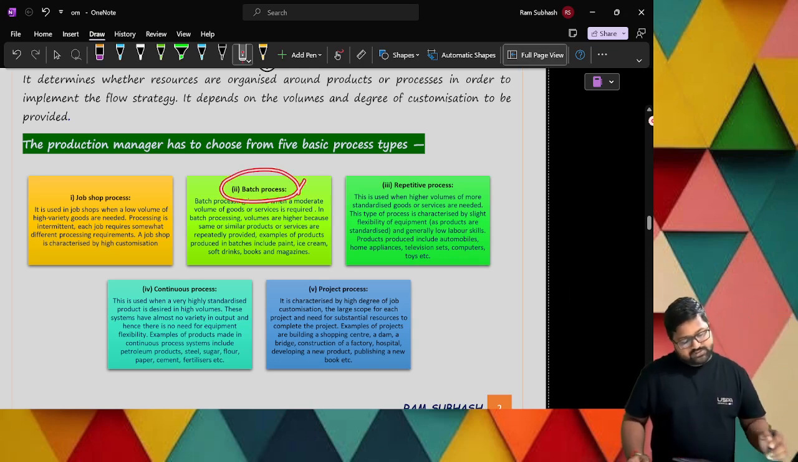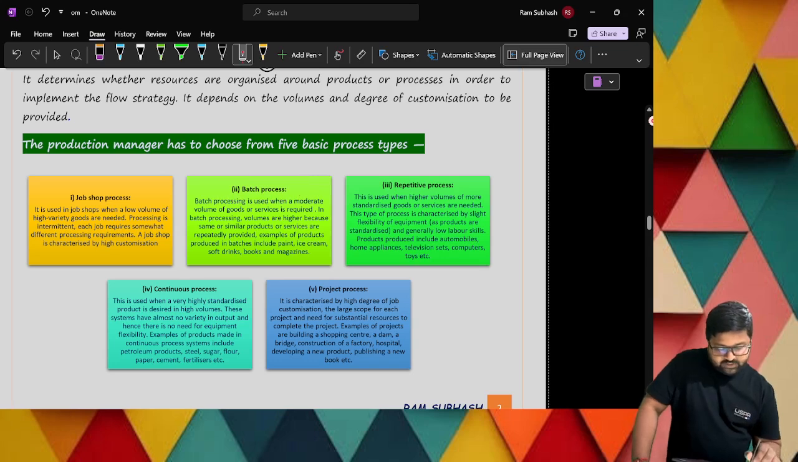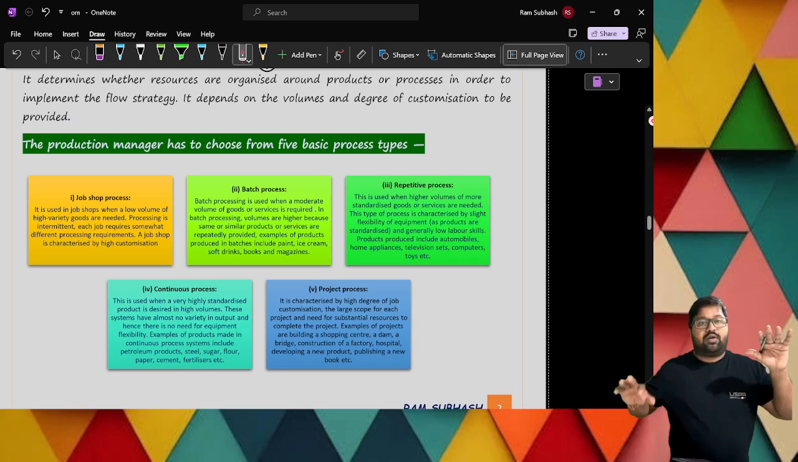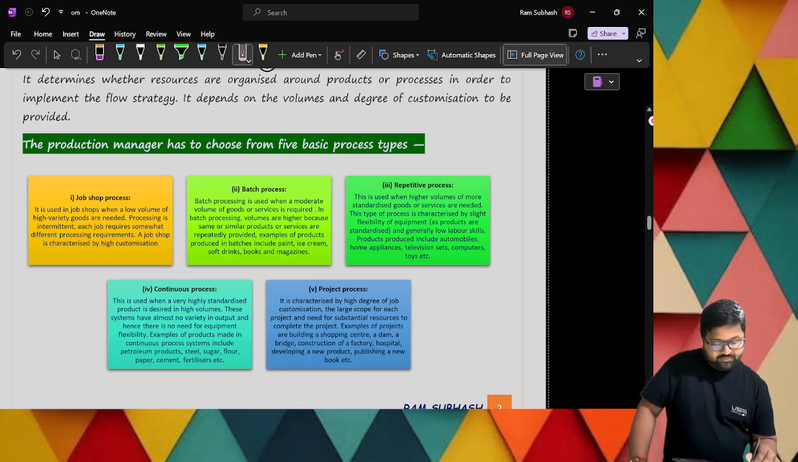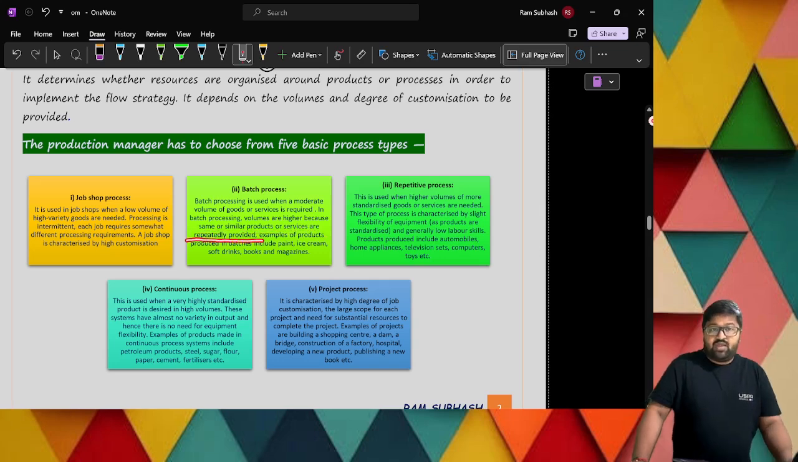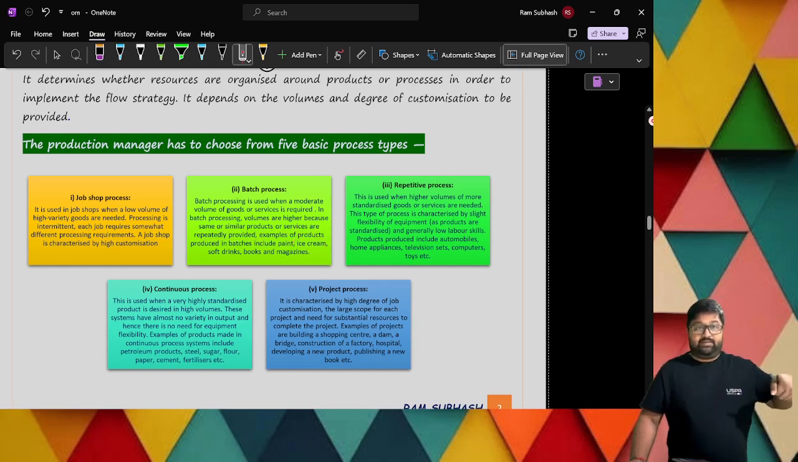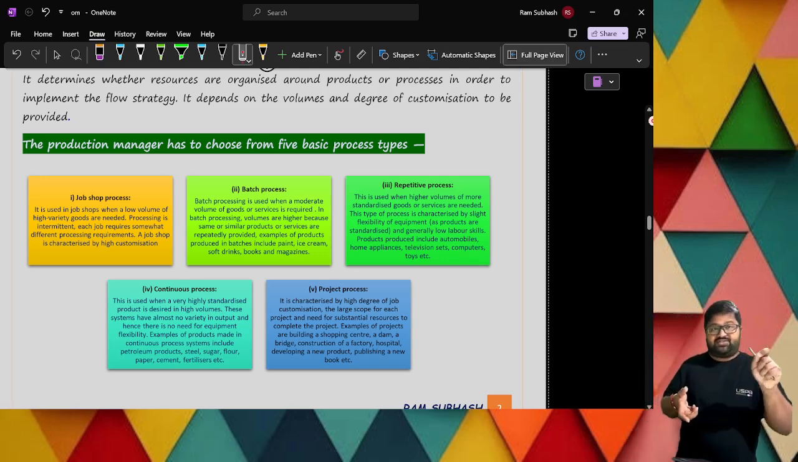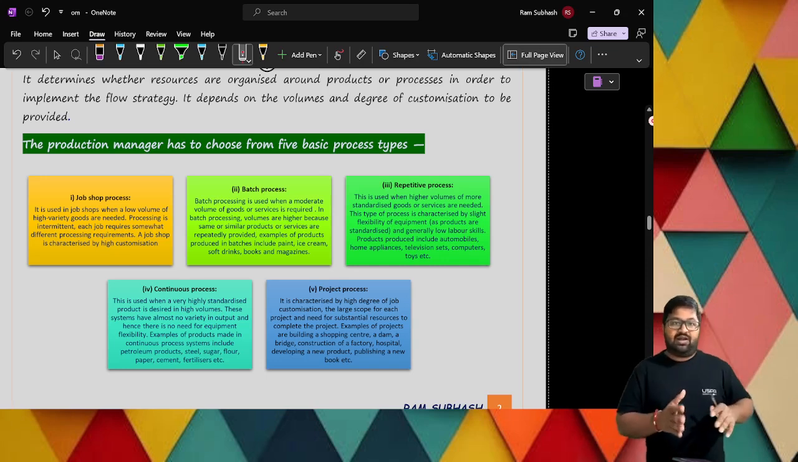So what about batch processing? Batch processing is used when a moderate volume of goods or services is required. Moderate volume means not more, not less, but moderate. In batch processing, volumes are higher because the same or similar products or services are repeatedly produced. For example, I'm manufacturing ice cream or paint. Asian Paints containers will have batch numbers. They are moderate, also in large volume, but the same thing is produced by me.